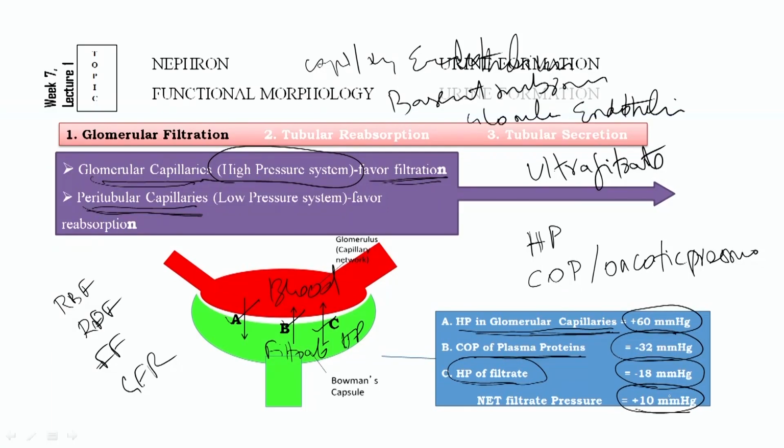That means some 60 ml of blood is coming, 10 ml of blood will be filtered, because other than that minus 32 pressure is against the filtration and minus 18 pressure is against. I'm just giving it in terms of ml so that you can understand, but it is not actually in ml.